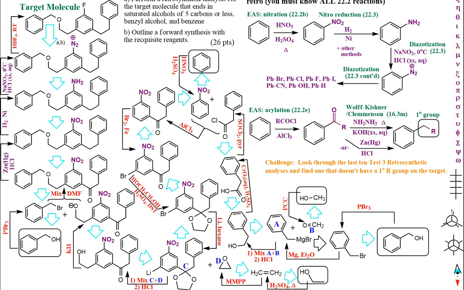Reduction of the nitro can be accomplished using hydrogen and nickel. Nitro becomes an aniline derivative. Diazotization is accomplished using sodium nitrite at 0 degrees Celsius in excess aqueous hydrochloric acid to create this aryl diazonium, which is converted to the final fluorine with fluoboric acid and room temperature.